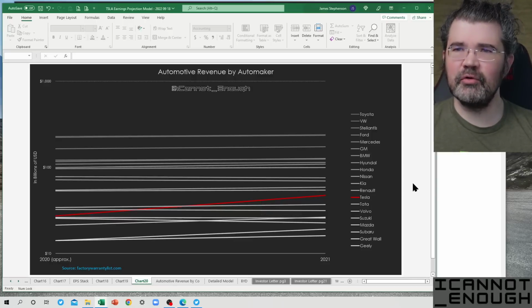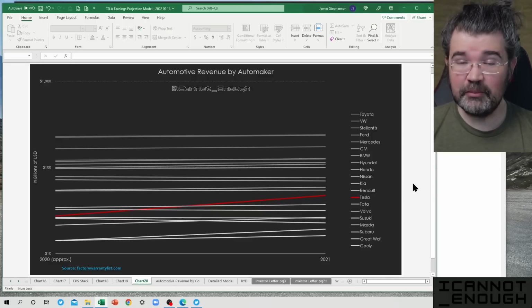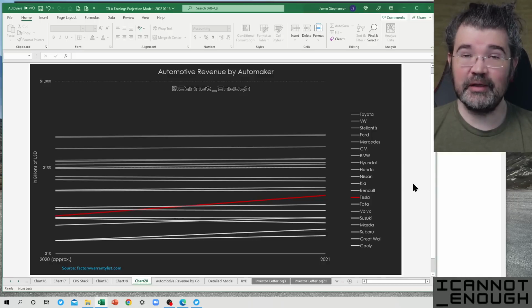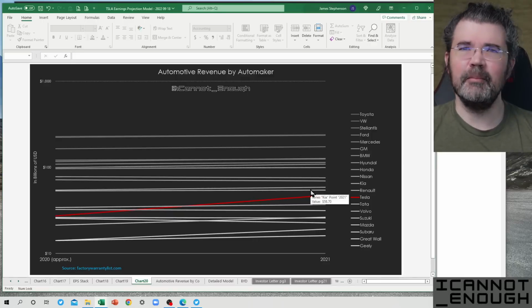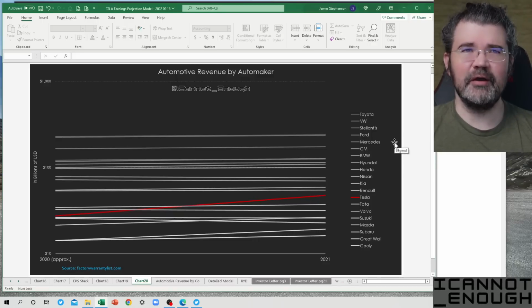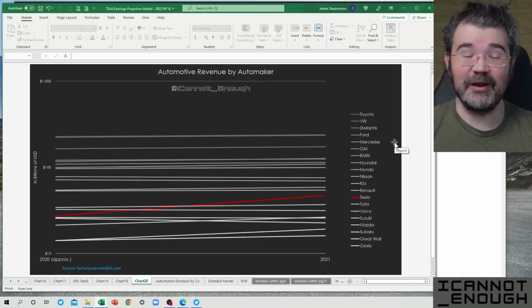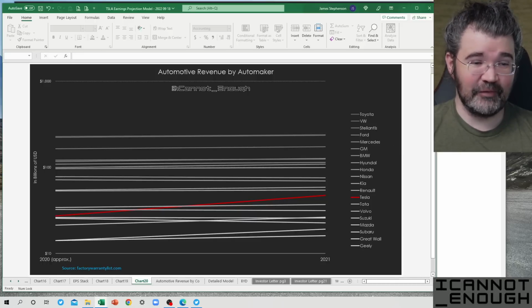What's this chart good for? It's good for rebuking people who say Tesla is losing EV market share. And I'll make another video where I talk about the reasons why that is. But for now, take a look at this chart that shows automotive revenue by automaker. And that's all I wanted to say in this video.